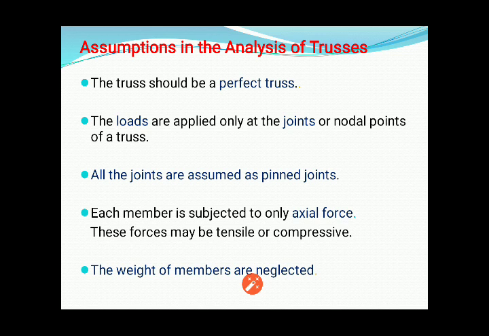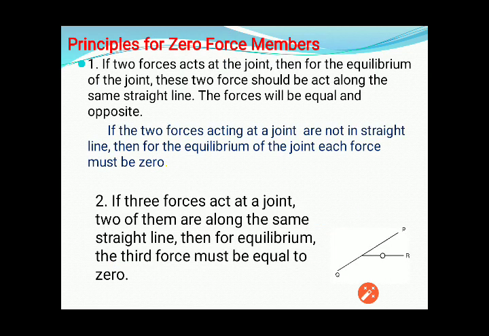The truss should be a perfect truss. The loads are applied only at the joints or nodal points of a truss. All the joints are assumed as pin joints. Each member is subjected to only axial force. These forces may be tensile or compressive. The weight of the members is neglected. So those were the assumptions.